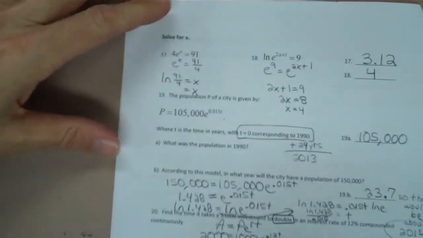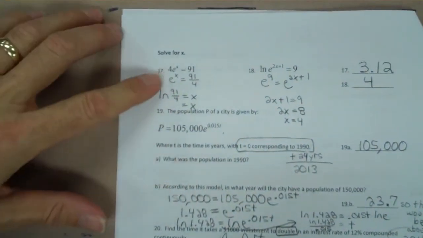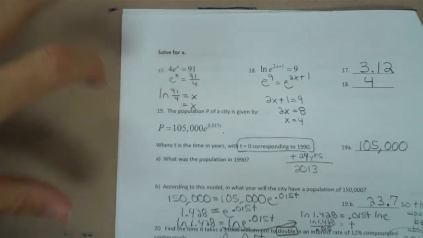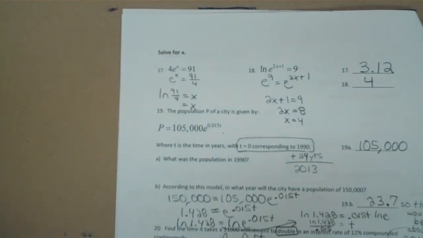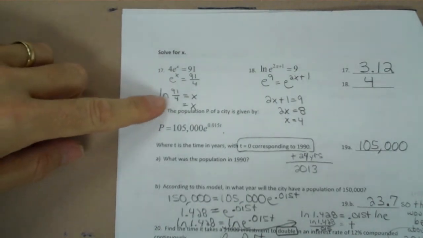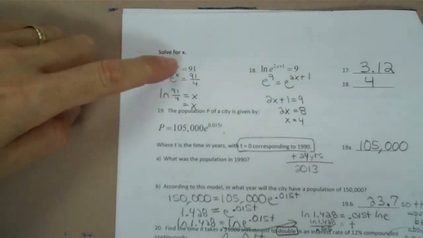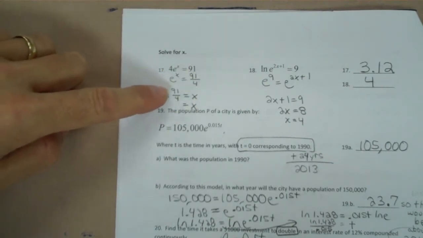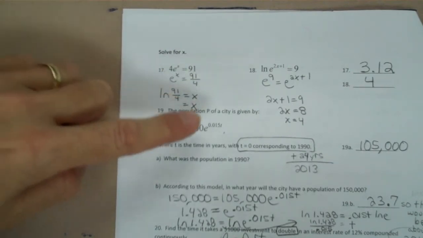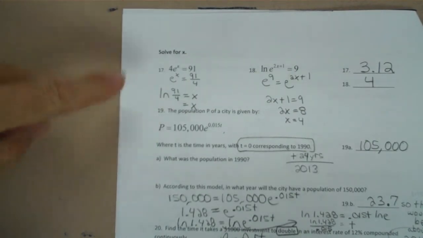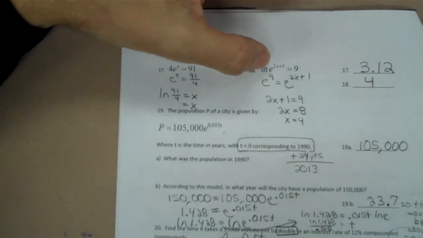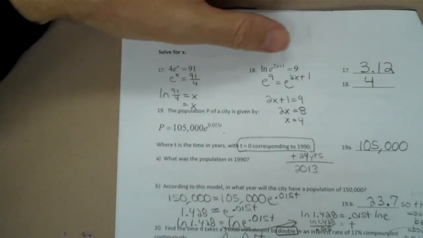Alright. For number 17, what I did was divided by 4 first, and then changed it from exponential form to logarithmic form. So log base e of 91 over 4 equals x. Log base e is the same thing as natural log, so just plug that into the calculator to get the decimal. Same thing here. I could have done this a couple different ways, really.